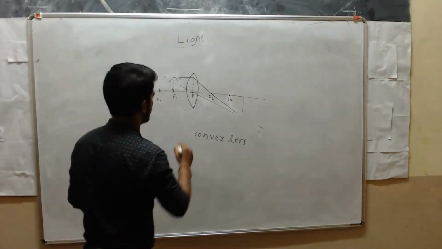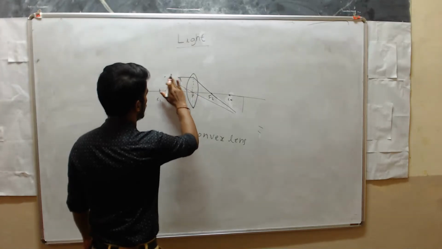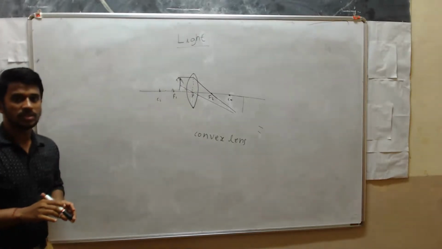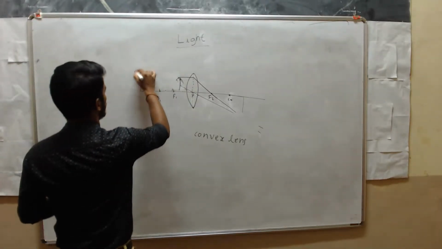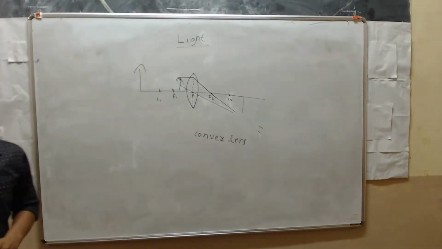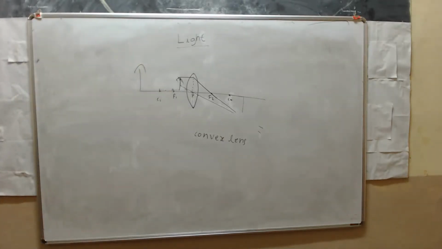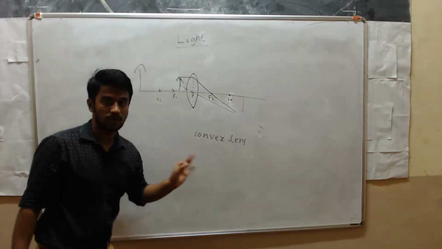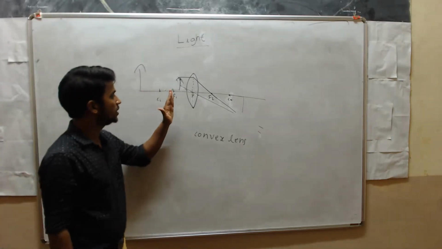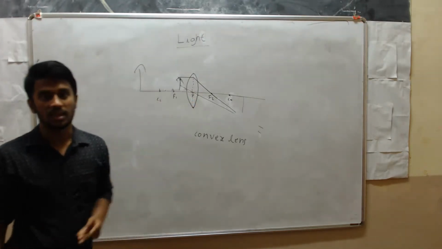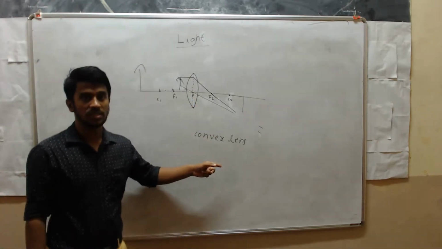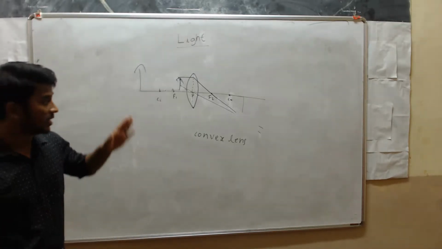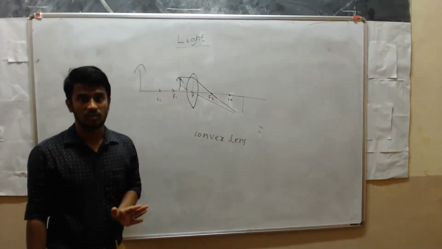Next, we kept the object between F1 and O. So now the position of the object is between F1 and O, and the position of the image is behind C1, on the same side of the lens as the object. But see, this case is very important. Why? Because when you keep the object between F1 and optic center, the image formed by a convex lens is virtual and erect. Here you won't get a real image.